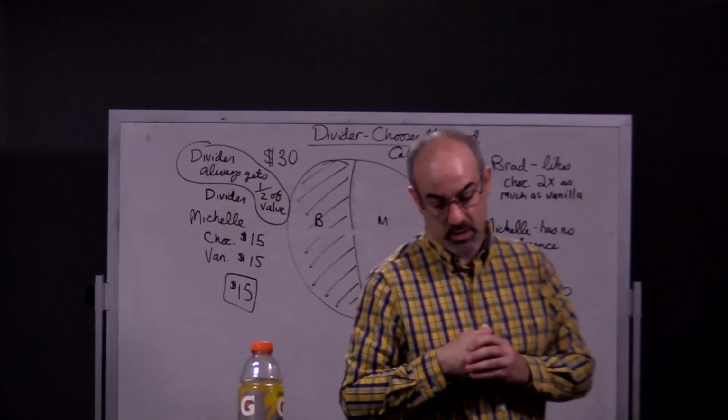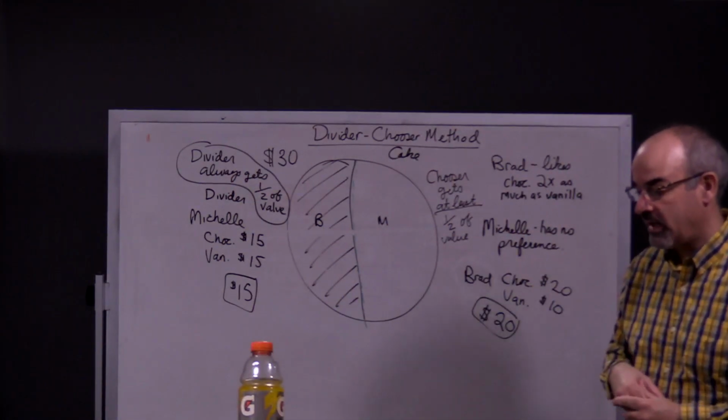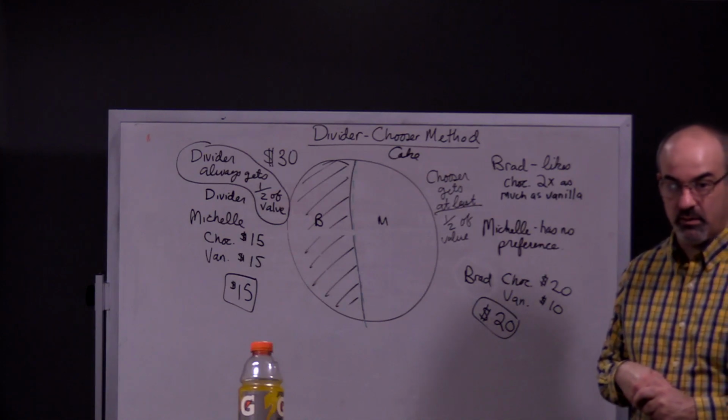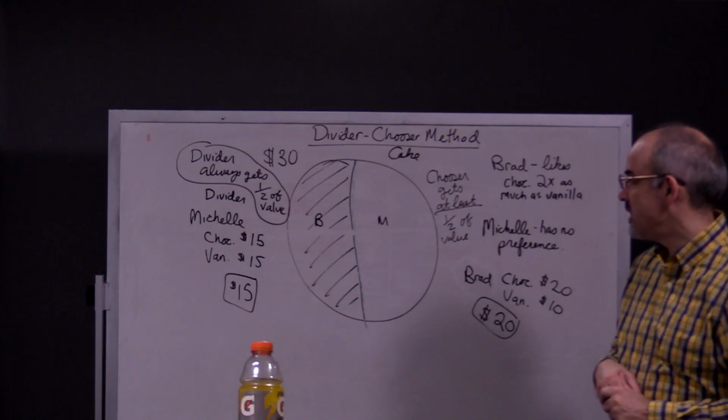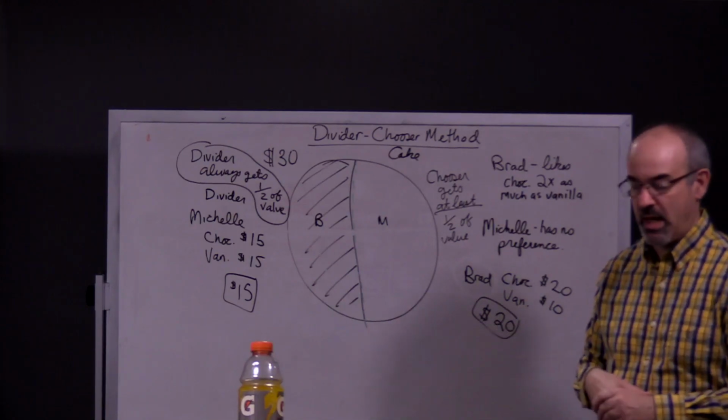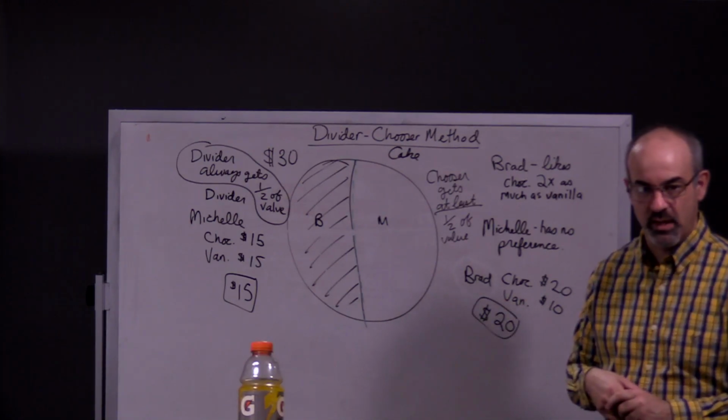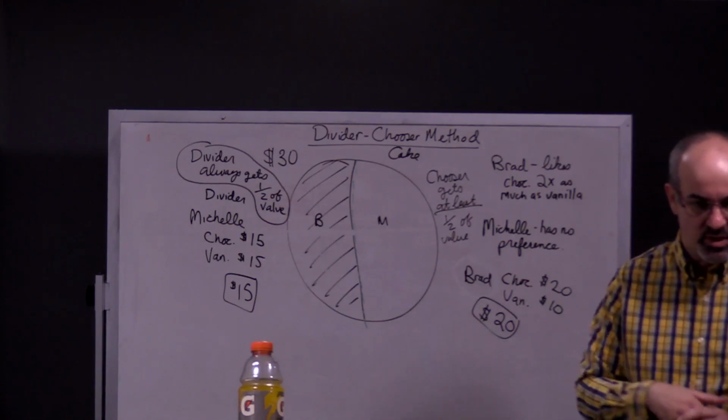Okay, so also watch the other video if you haven't already. I did another example of divider chooser where it was more complicated, and I think there's other videos on the Pearson website too. So just make sure you watch all those.